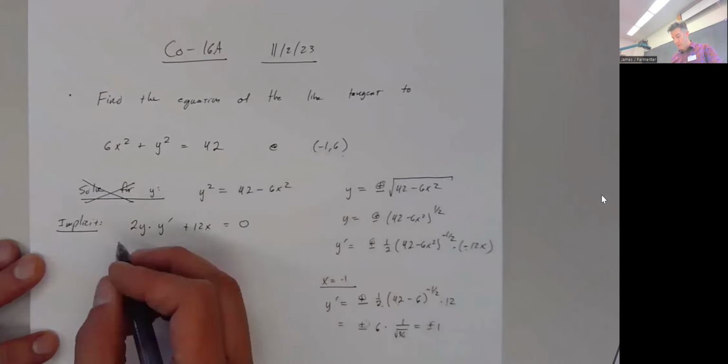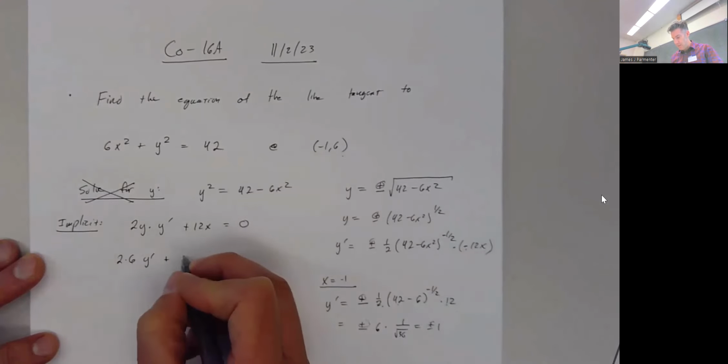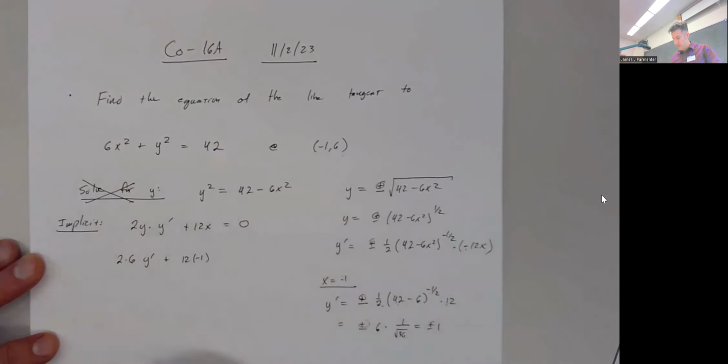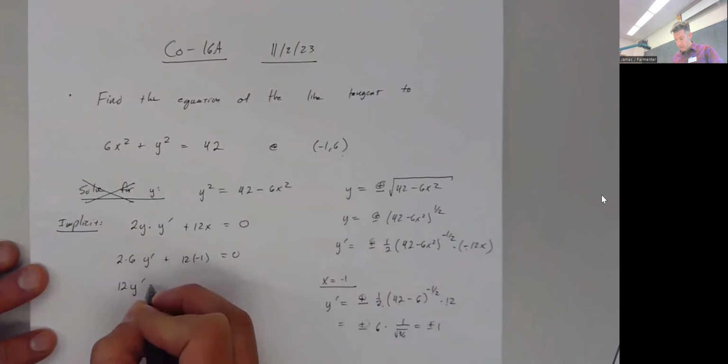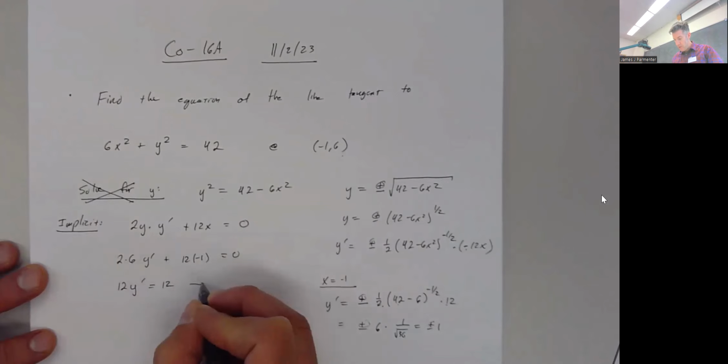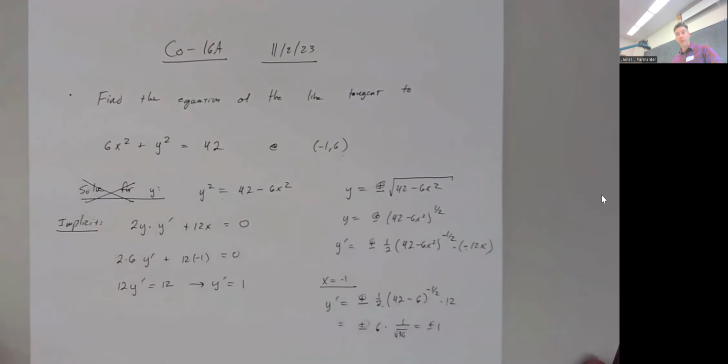So now I'm going to plug in y equal to positive 6 and x equal to -1. So 2 times 6 times y prime plus 12 times -1 equals 0. And then solving for y prime, I have 12y prime equal to positive 12. Y prime equals positive 1. Like we said, it should have been, after we did a lot too much thinking. So this is definitely the way to go.